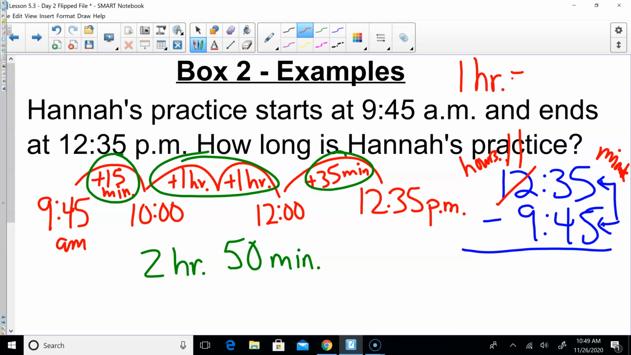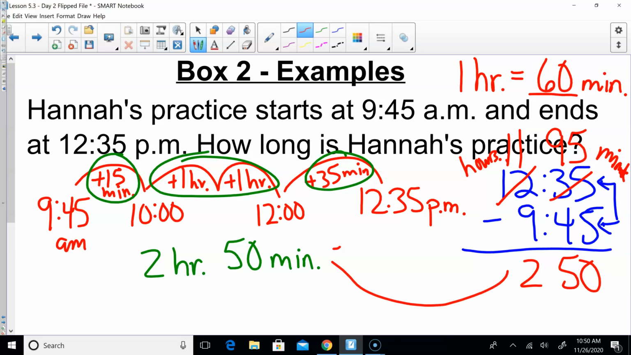Well, 1 hour equals how many minutes? That relationship would be 60. So now I'm going to add 60 minutes to my 35 to get 95. Now I can subtract. I would get 2 here. I would get 5 and a 0, which equals my 2 hours and 50 minutes.